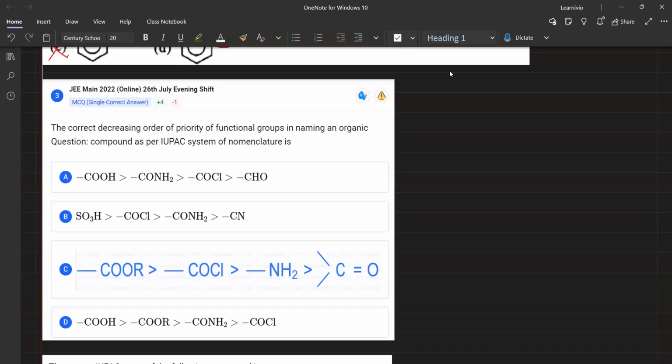Okay, guys, take one more minute. I think this should be done by now because it's not a very tough question. When you're choosing a functional group, what's the correct priority here?